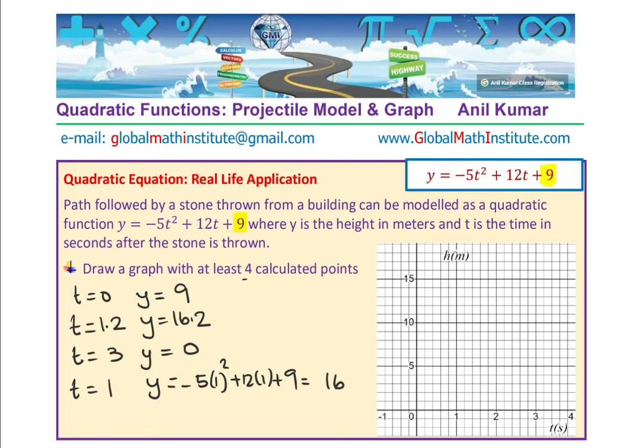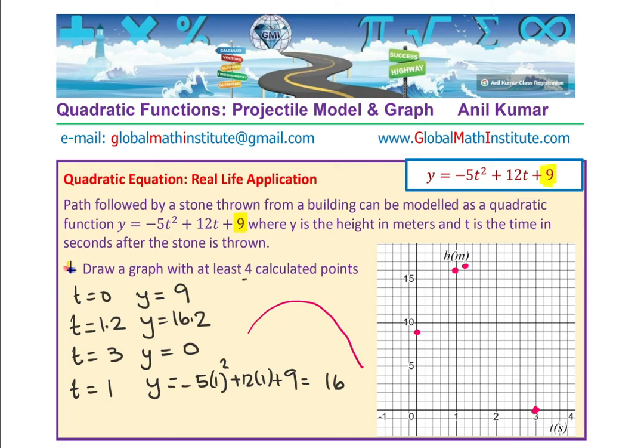Let's start with the initial point of 9 units on this scale, and then 16 for 1 second. So at 1 second we have 16. And then the maximum is at 1.2, which is 16.2, slightly above this. So I'll write like this. And the fourth point is when it hits the ground. So those are my points, which we need to connect like a parabolic path, correct?